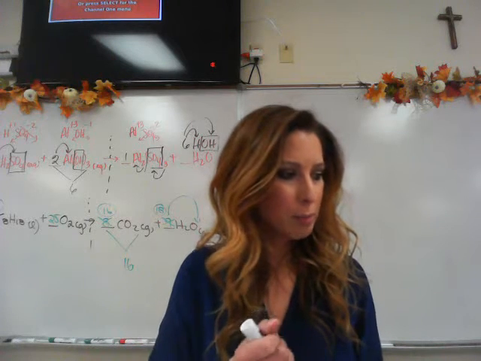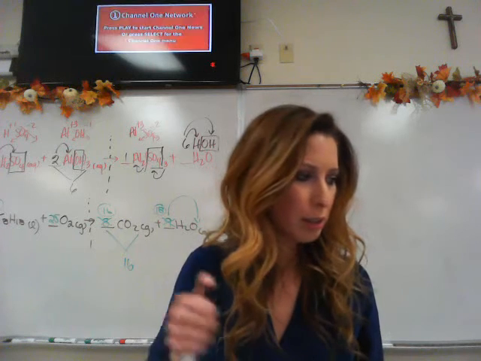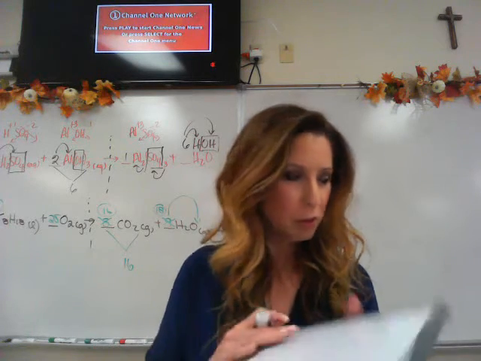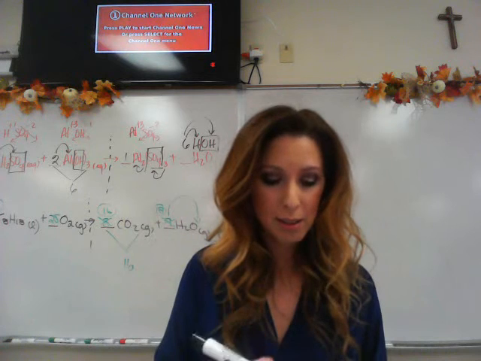All right, we're writing balanced chemical equations from chemical names. On page 3 of the chapter handout, we're looking at letter A. Carbon monoxide gas, that is CO with a little g. It reacts with oxygen gas. You're going to write plus.